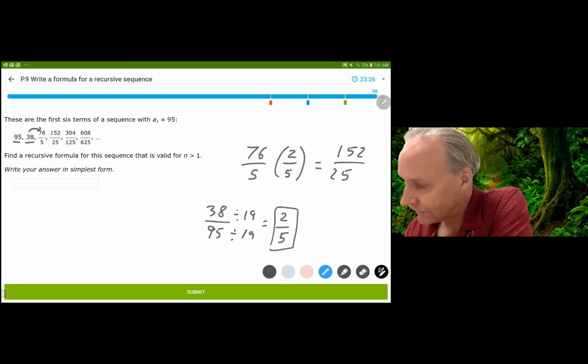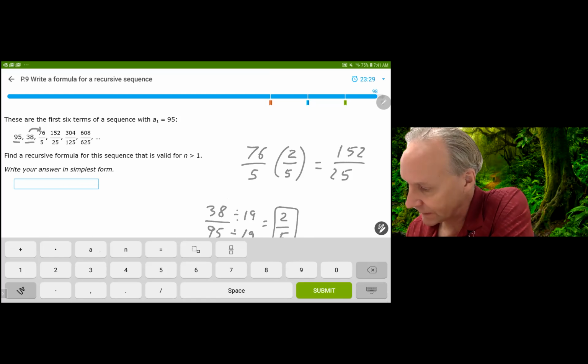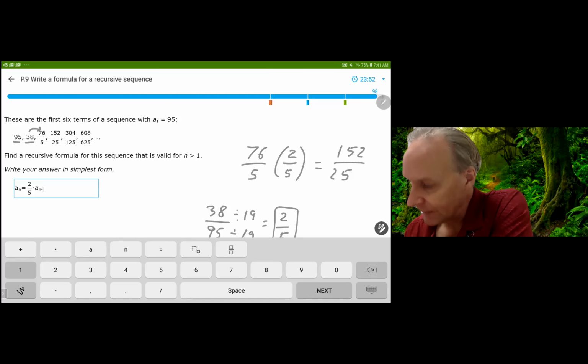Our multiplier is 2/5. So remember, type the a first, then the subscript, then the cursor, and then we want the 2/5. So we need a fraction times. I don't think you need to write the times, but I think it's easier. And if you type the a first, then when you type the subscript, it puts it in there for you. And that's your n minus 1. So it's times 2/5.